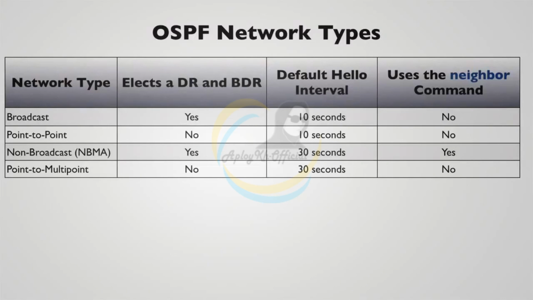And to sum up this information as a reference for you, here's a table that shows us these four different network types, whether or not we're going to be electing a DR and a BDR for these network types, what the default hello interval is, and remember the dead interval is 4 times the hello interval, and we also are saying whether or not we're using the neighbor command.